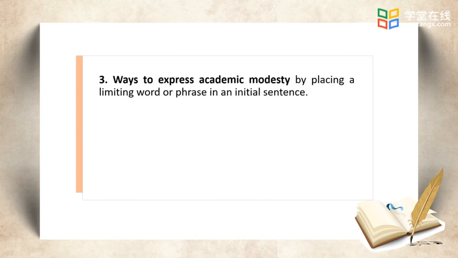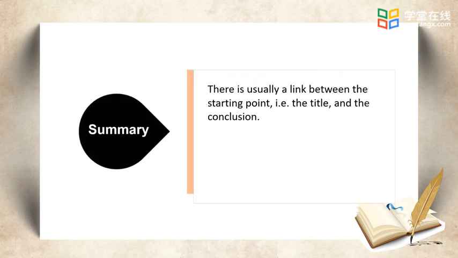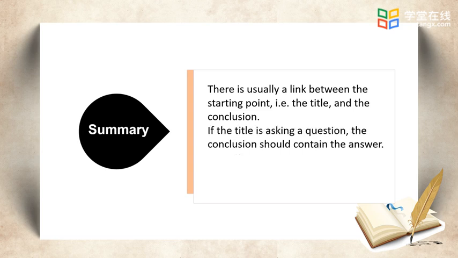Learn the ways to express academic modesty by placing a limiting word or phrase in an initial sentence. For example, despite its preliminary character, the research reported here would seem to indicate. Summary. There is usually a link between the starting point, that is, the title, and the conclusion. If the title is asking a question, the conclusion should contain the answer.